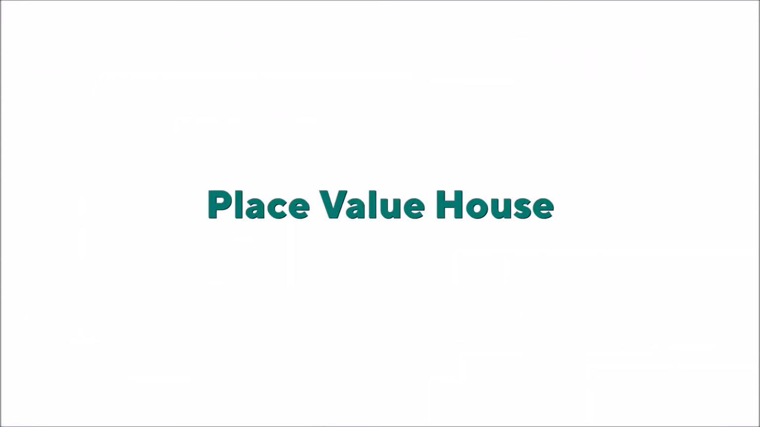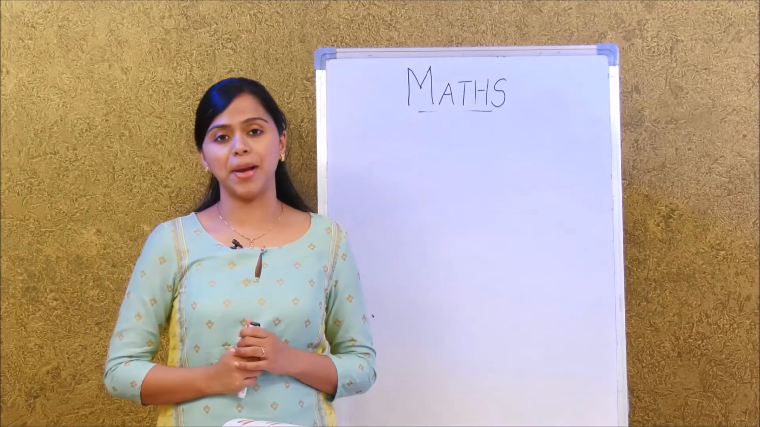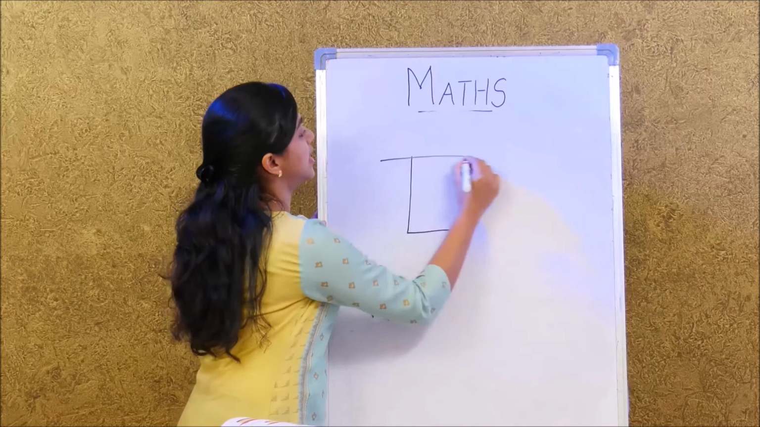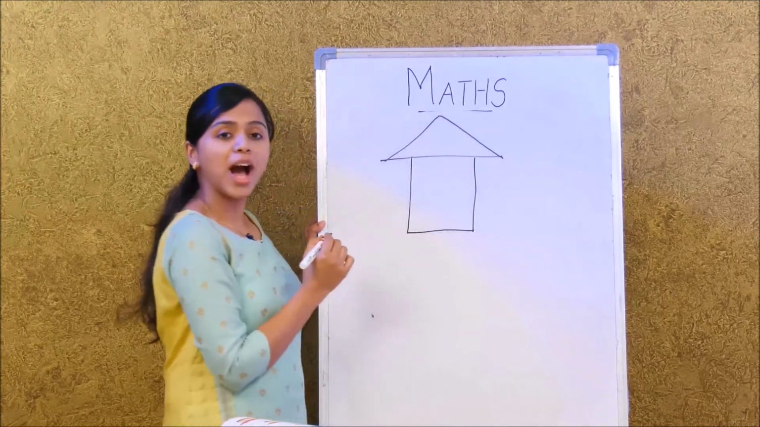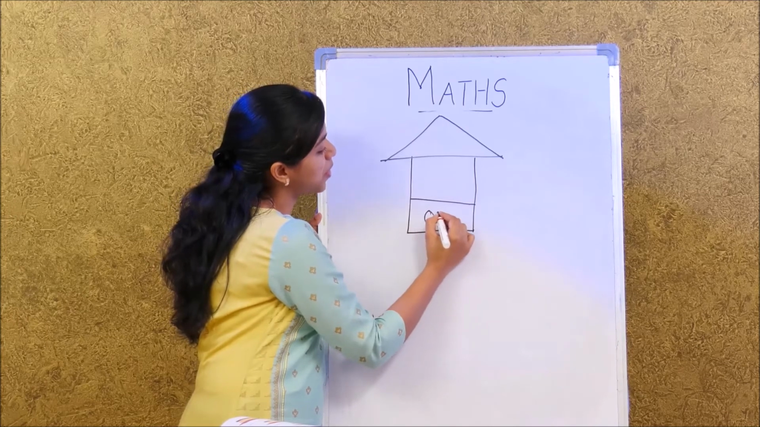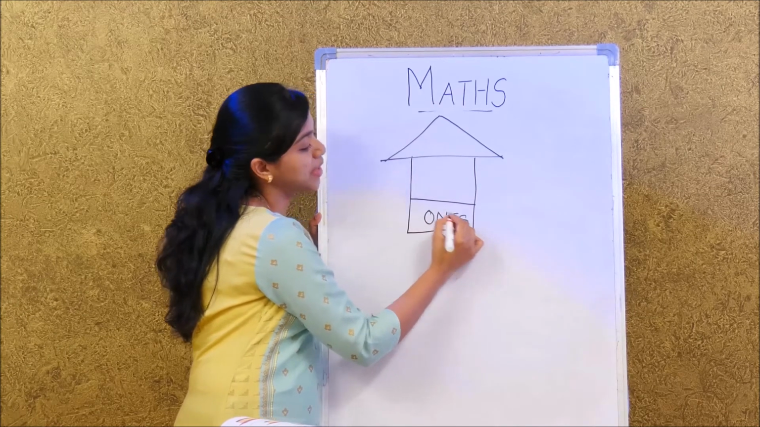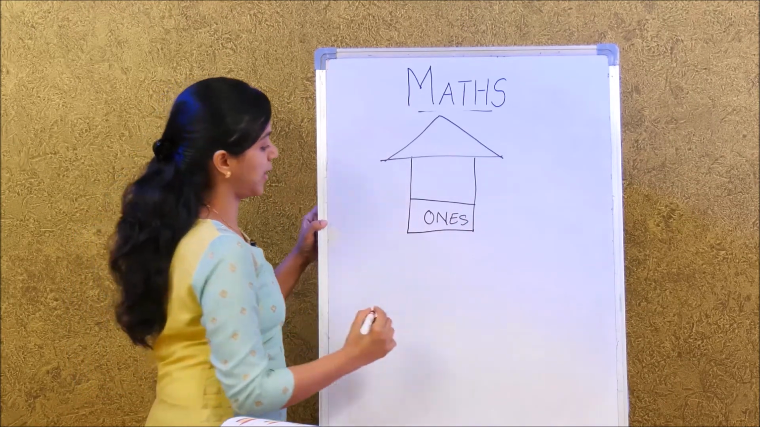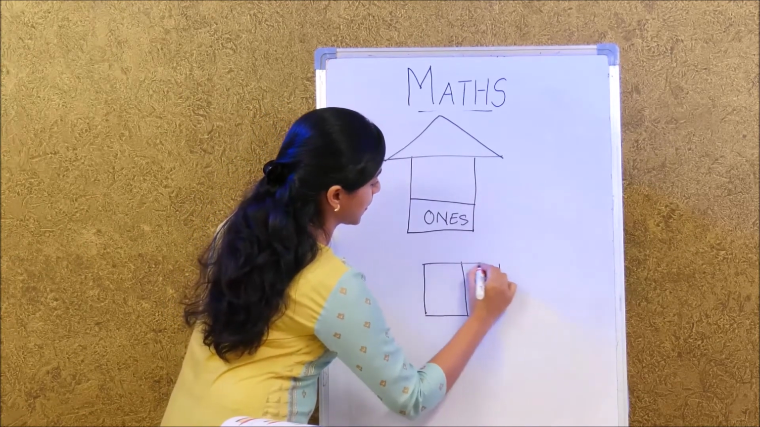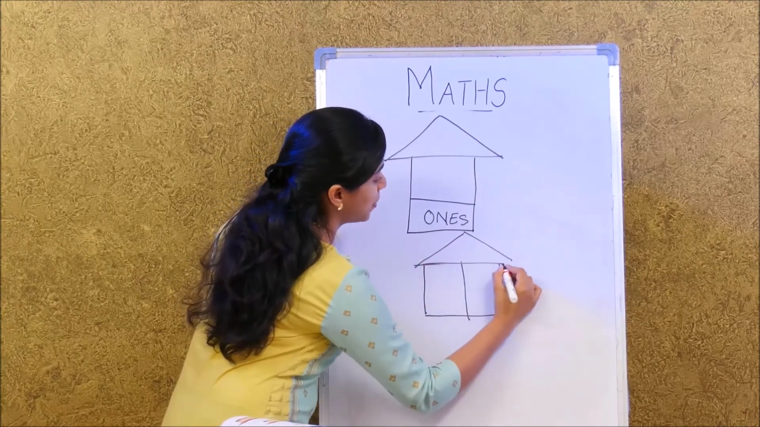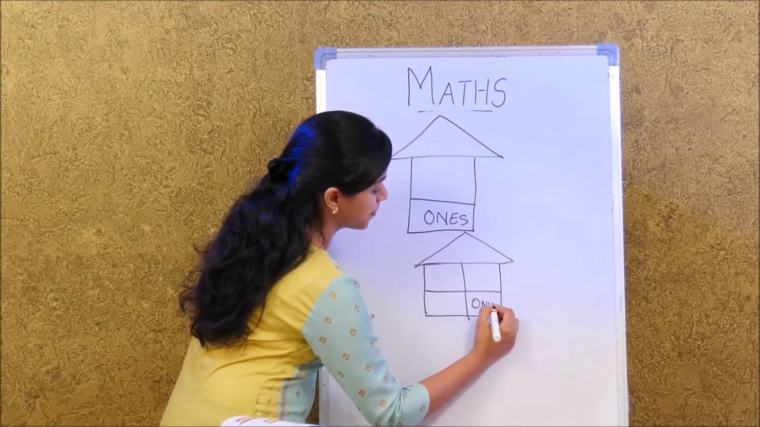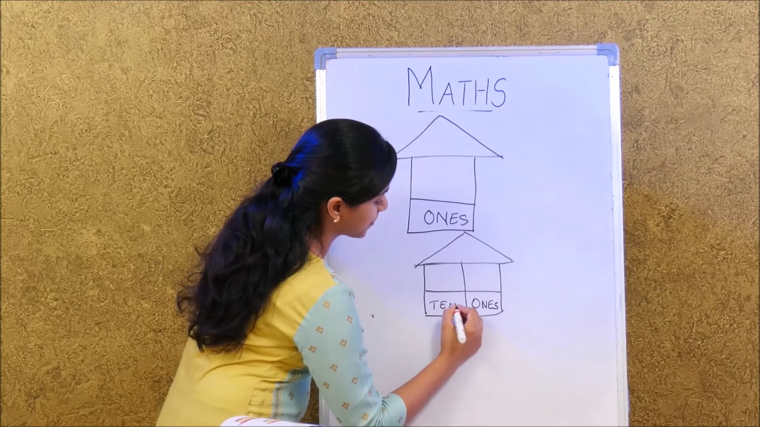Now let's look at place value house. Alright, for a single digit number, the place value house will have only a single room. Okay, let's look at this house. How many rooms do you see? Single room, right? So the single room would be of only ones. Now let's look at a house which has 2 digits. How many rooms does this house have? It has 2. That is ones. Then we have tens. Right?